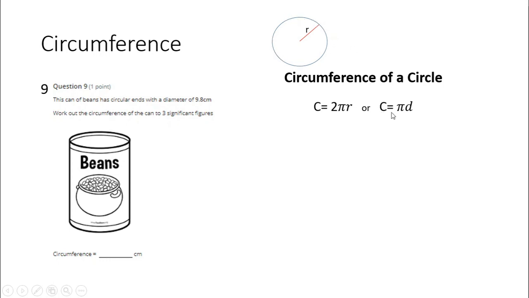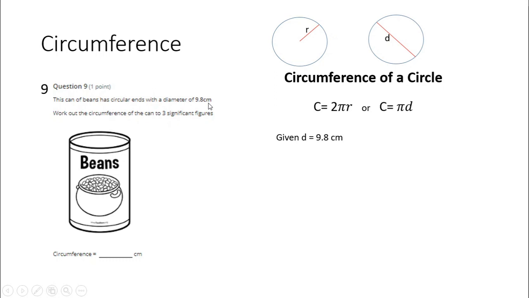The other formula is pi times diameter. Now this should seem familiar to you because they look very similar, and a diameter is 2 radiuses. It's from the center out to the circumference in one direction and out to the circumference in the other direction. It's the whole way through the center of the circle. So that's 2 radiuses, which is why the formula is pi times diameter, because diameter is the same thing as 2 radiuses, or 2 radii. Right? So working this out, we are told the diameter. The diameter is 9.8 centimeters.